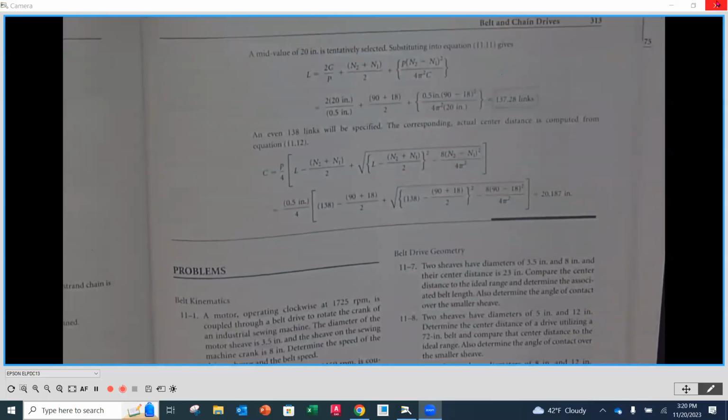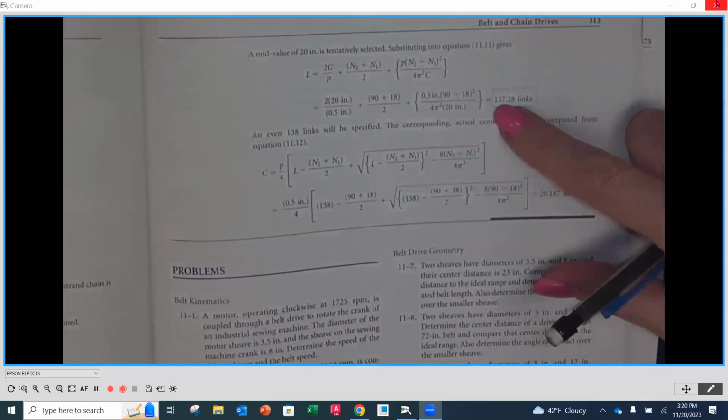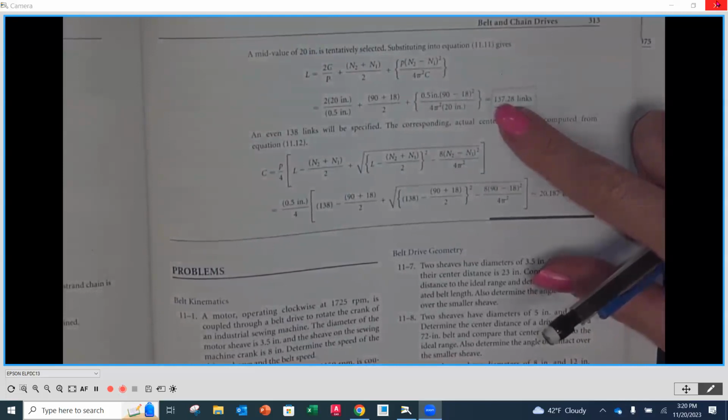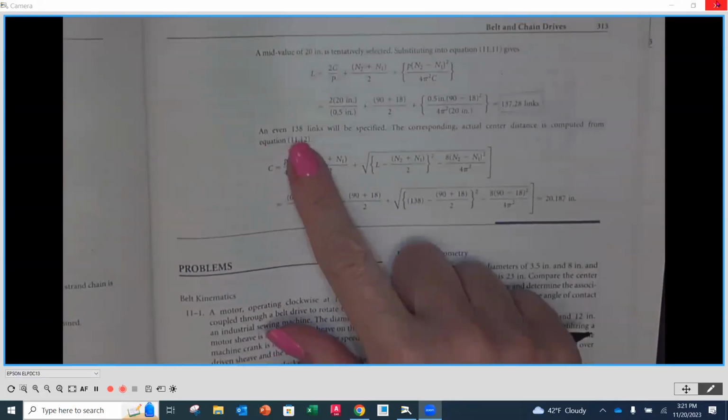As the designer, you then need to determine: am I going to go 137? Am I going to do 136? Am I going to do 138? You have to pick an integer number, because I can't have 0.28 of a link, just like I can't have 0.28 of a tooth. So they picked 138 links.